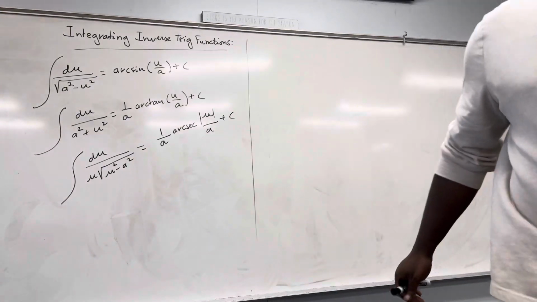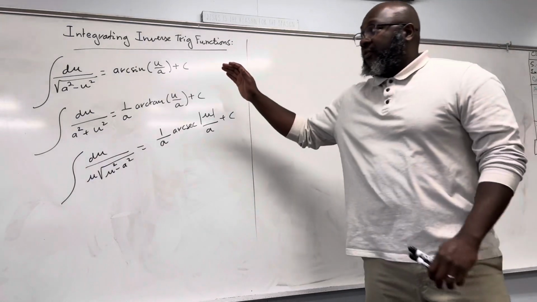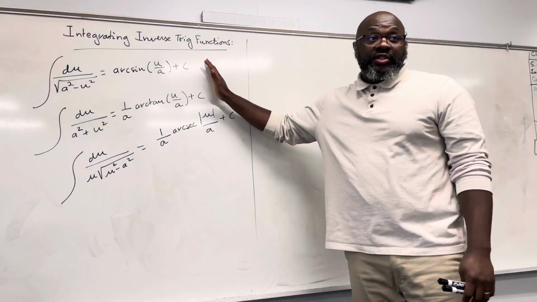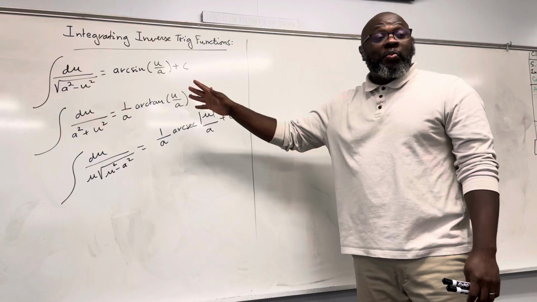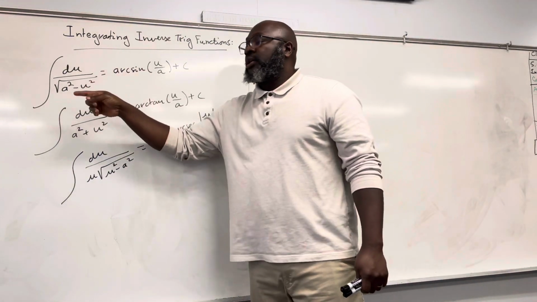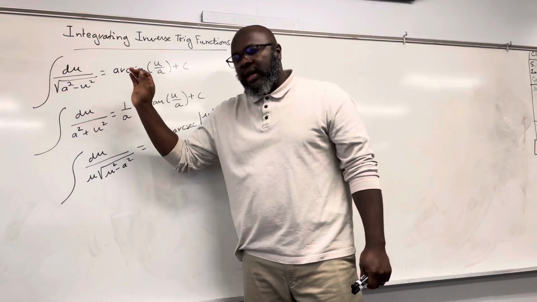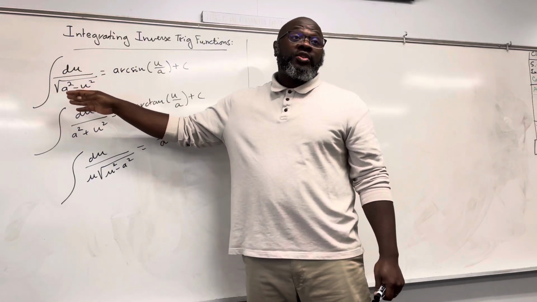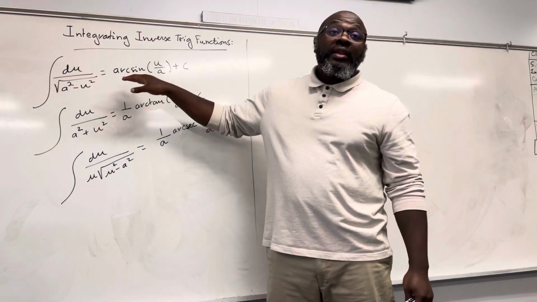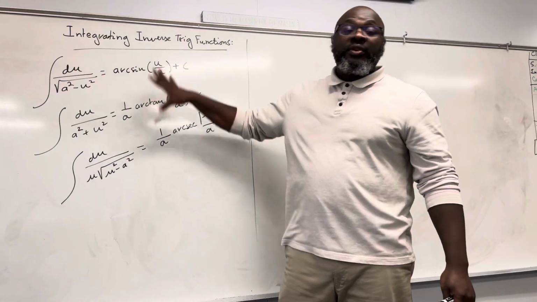So we are talking about integrating inverse trig functions. That's important. You better write down the formulas. The first one is this: when you have an integral in the form du over a squared minus u squared, this gives you arcsin of u over a plus c. So you have these three forms that I gave you.